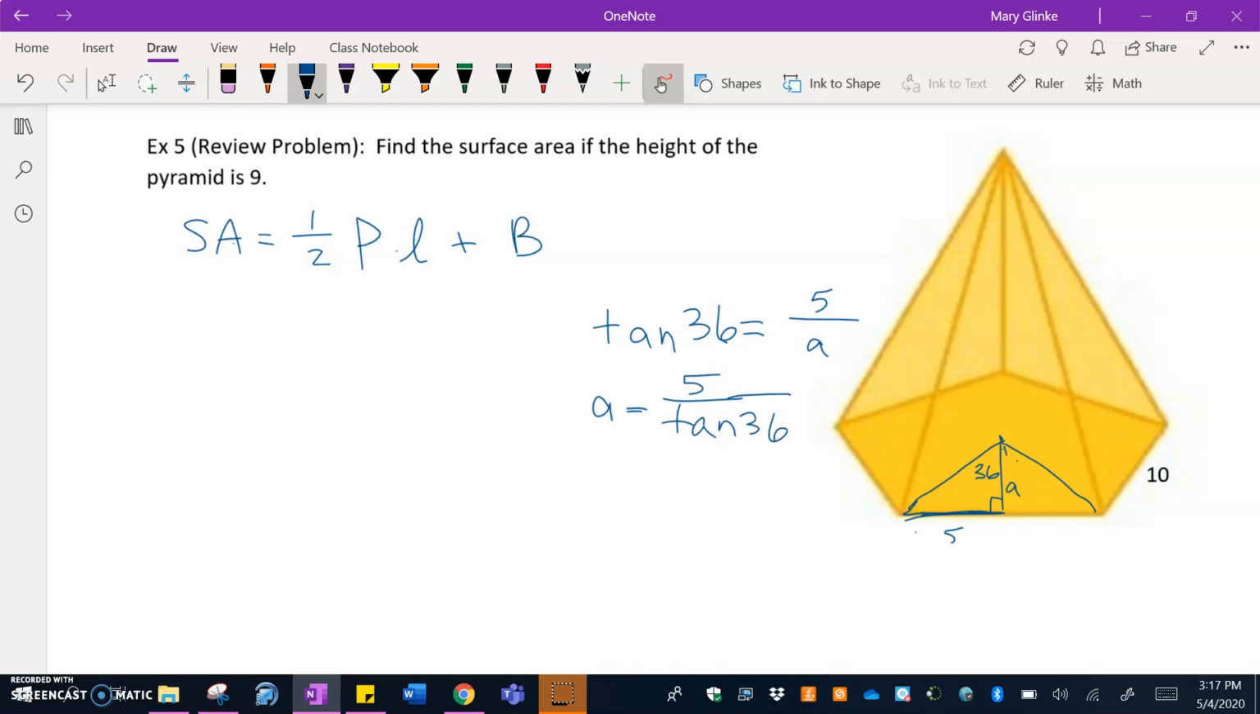Now that's not going to be a very nice answer. You get something that's approximately 6.88, but we're going to go ahead and leave that stored in our calculator so that we don't have to worry about rounding differences.